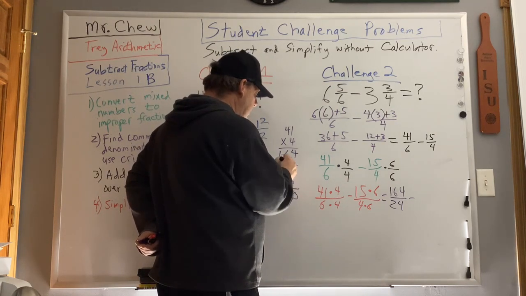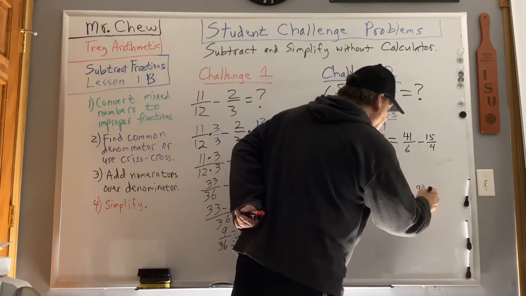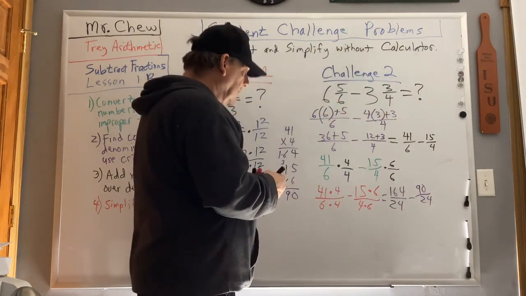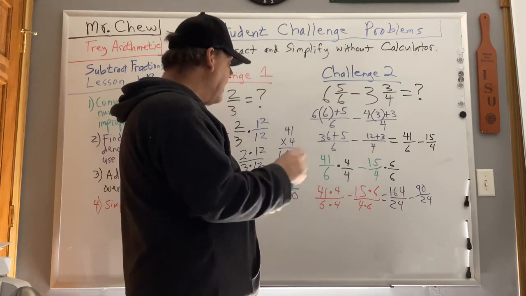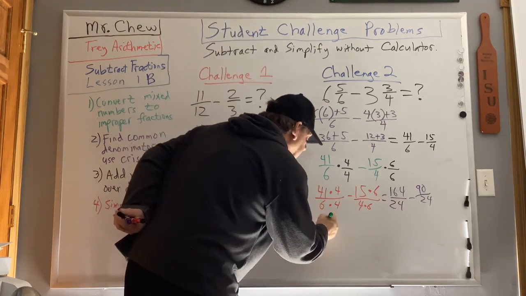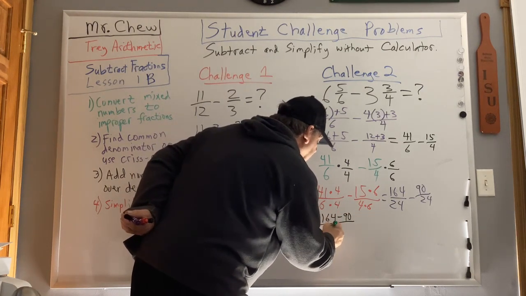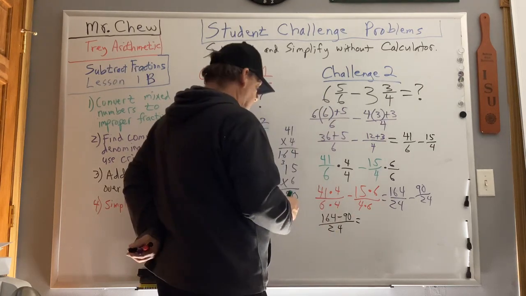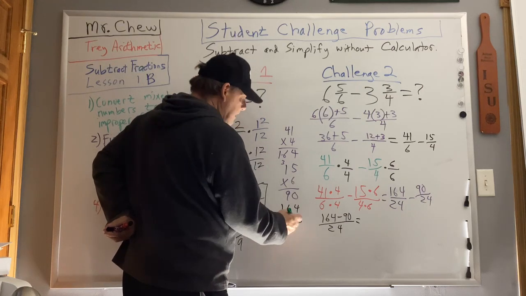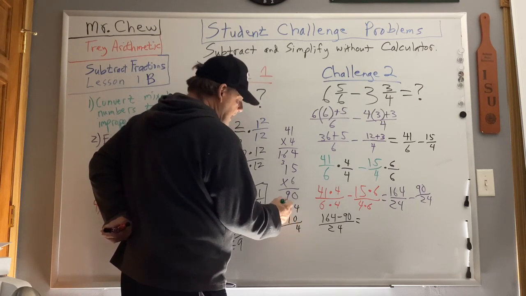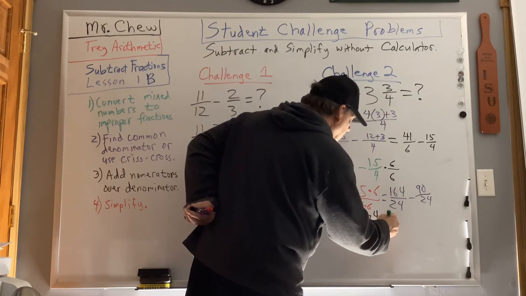6 times 5 is 30, carry the 3. 6 times 1 is 6, plus 3 is 9, so 90 over 24. So now that I've got a common denominator, I can write these as 164 minus 90 over the same denominator. So now I'm going to take my 164 and subtract 90 from it. 0 from 4 is 4. 9 from 16 is 7. So my answer is 74 over 24.